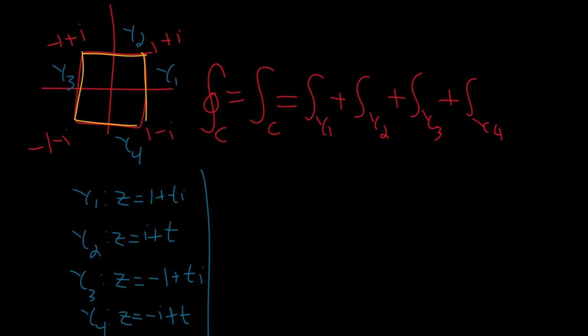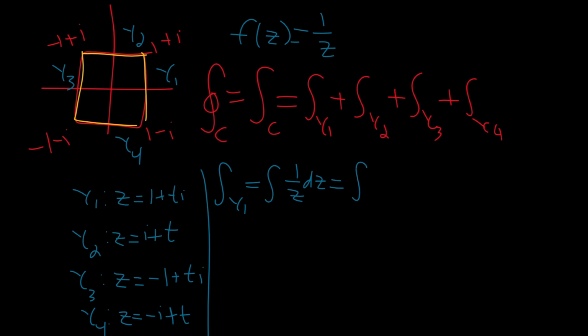So what we're going to do now is find the integral over gamma 1. Sorry, I should have specified, f of z is still just 1 over z, that's the function we're integrating. So it's the integral of 1 over z dz. For the gamma 1 integral, this is just going to be 1 over 1 plus ti, and then times, we need to convert dz to dt, and that's just an i, so I've got a little dot right there, and then dt, going from negative 1 to 1, because we're going from negative i to positive i.